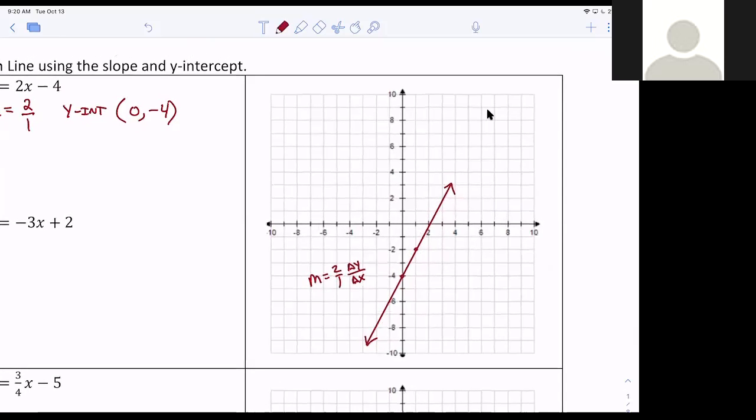Is there a way to get this on your calculator? Yeah, we're going to get to that. Anybody have any questions now with that graph? Anybody? So we plot the y-intercept, then we use the slope, then we find the second point, then we graph the line. All right?